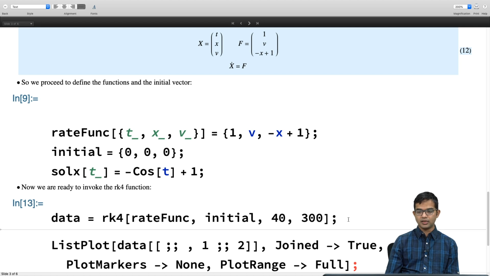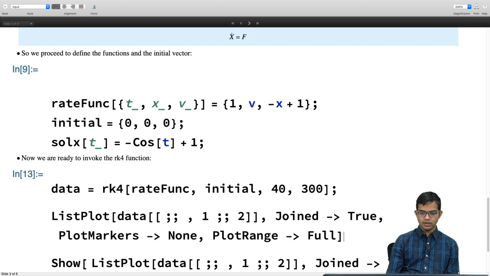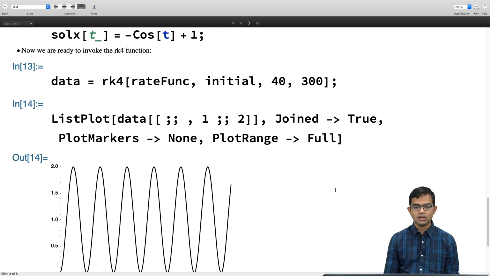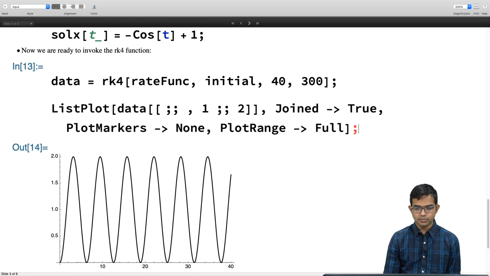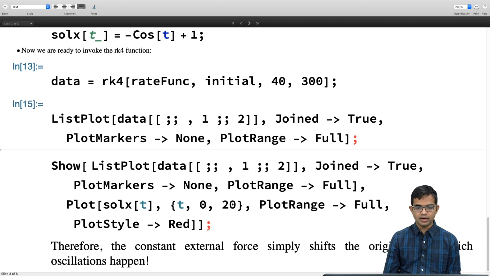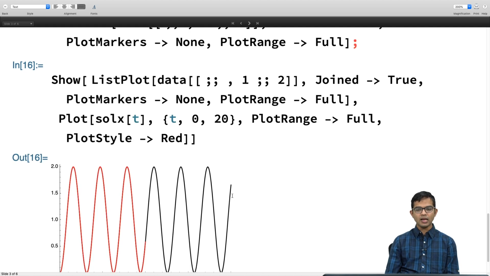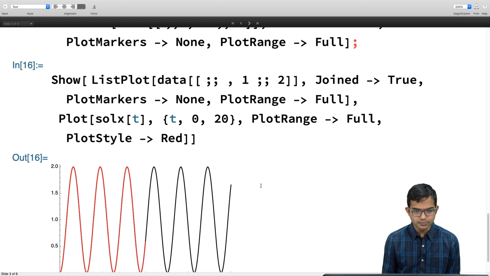So I'm going to hit Shift Enter. So it has already generated this data for me. I can go ahead and do a list plot of this. There you go. So this is the solution coming out of the numerical implementation. So let me hide this and then compare against my analytical solution. And there you go. So you see that it's perfect oscillation, right? So first of all, there is perfect agreement between RK4 and my analytical solution.